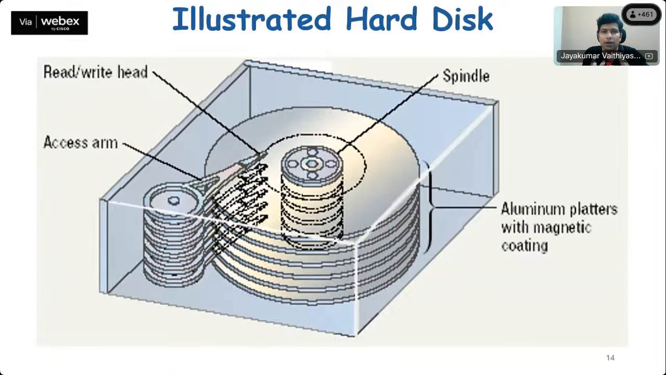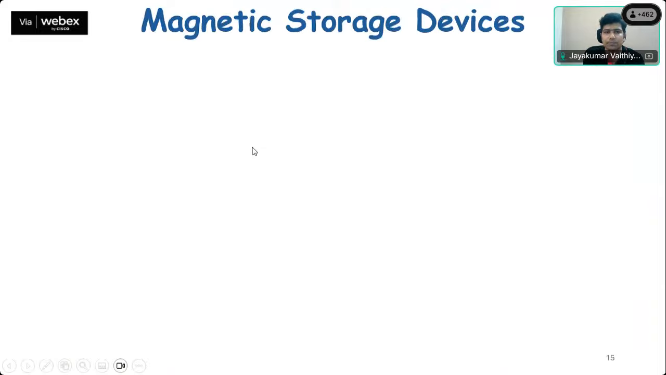So this is how a hard disk is illustrated. It contains multiple disks, and each and every disk could be read by two magnetic heads. These are coined as access arms. It contains a magnetic head, which is used for read and write purposes.